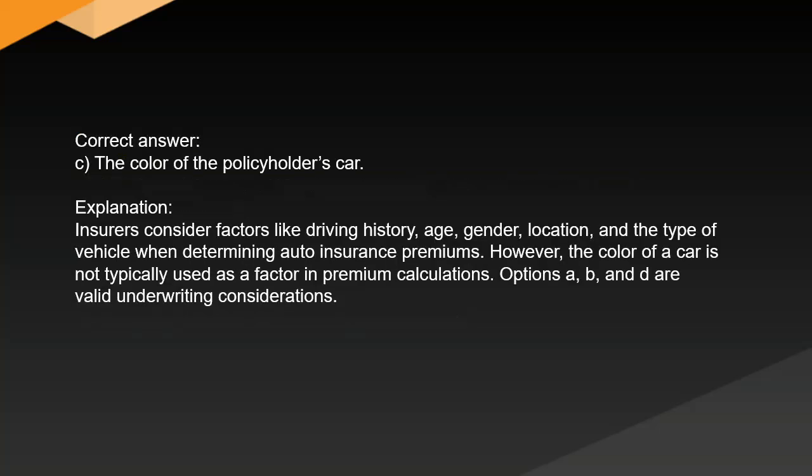Correct answer. C. The color of the policyholder's car. Explanation. Insurers consider factors like driving history, age, gender, location, and the type of vehicle when determining auto insurance premiums. However, the color of a car is not typically used as a factor in premium calculations. Options A, B, and D are valid underwriting considerations.